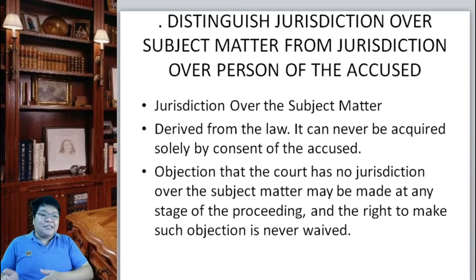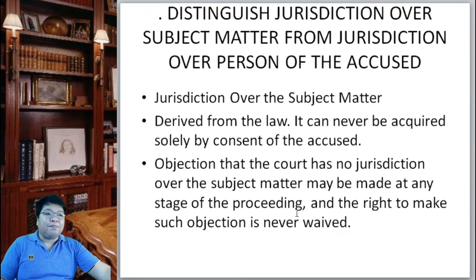Objection, in cases where there is an objection to the court, that the court has no jurisdiction over the subject matter, it may be made at any stage of the proceeding, and the right to make such objection is never waived. So, pag meron issue on jurisdiction, you can object on it anytime. Okay?